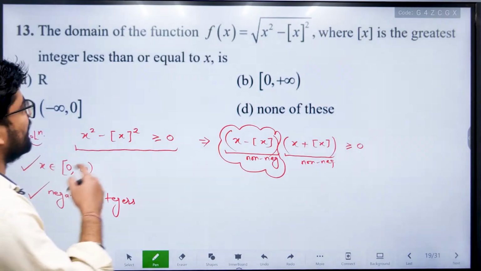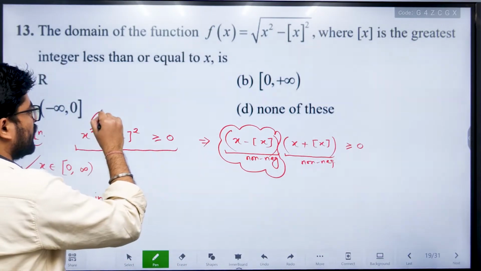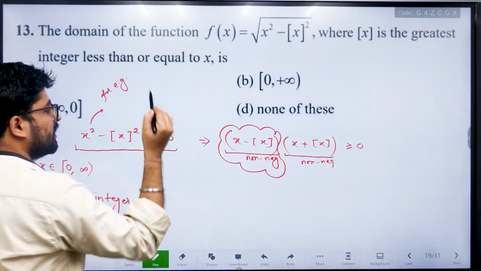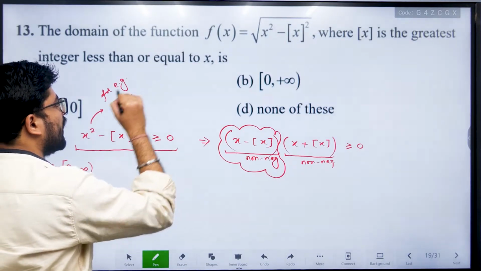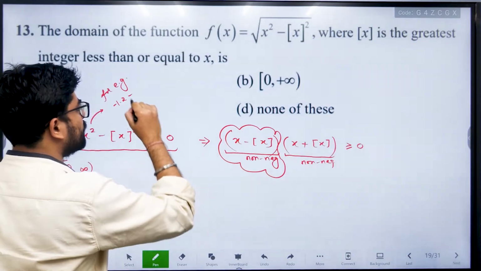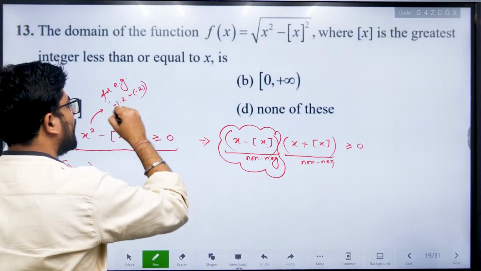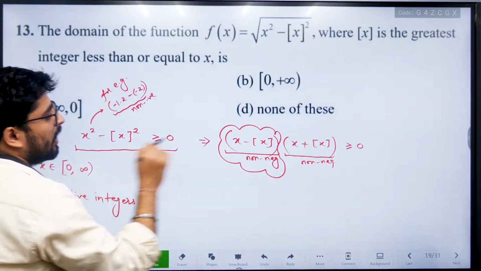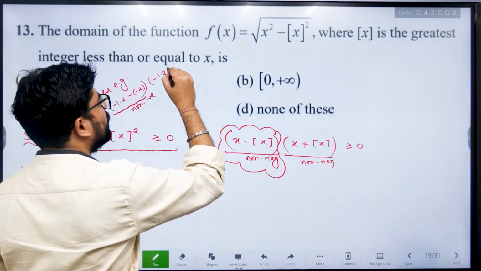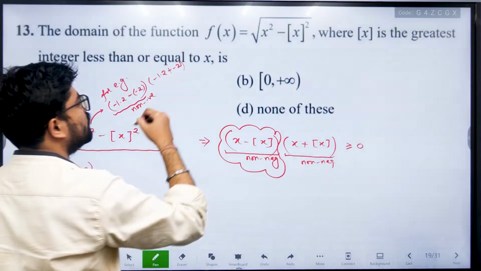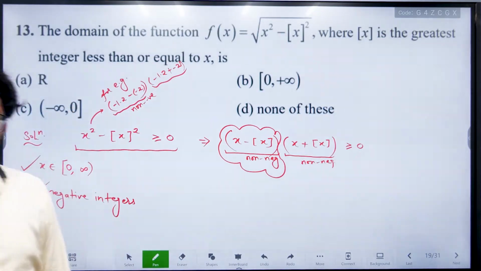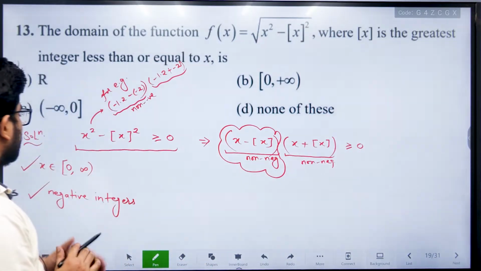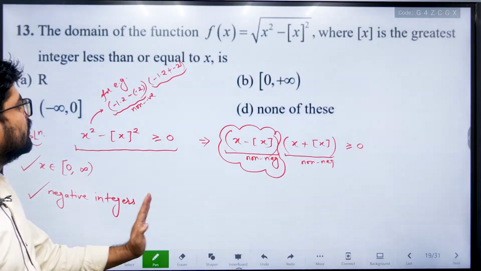For example, if you take -1.2, then -1.2 minus the greatest integer of -1.2, which is -2, gives a non-negative value. What about x plus greatest integer x? That's -1.2 plus -2, so that's -3.2, a negative value. So you cannot take negative numbers other than negative integers. So your domain is the collection of all non-negative numbers and negative integers.